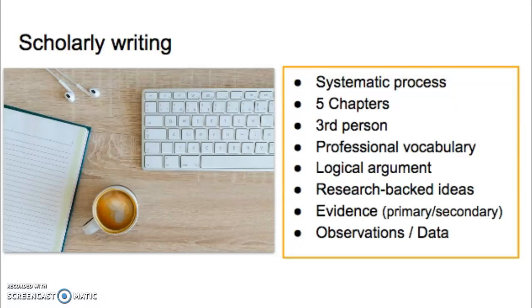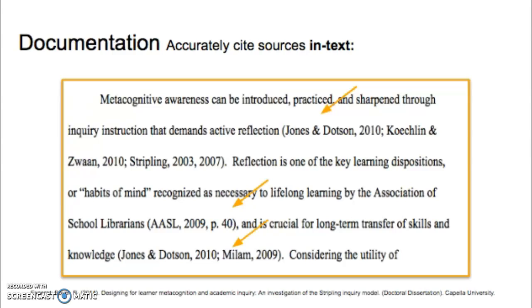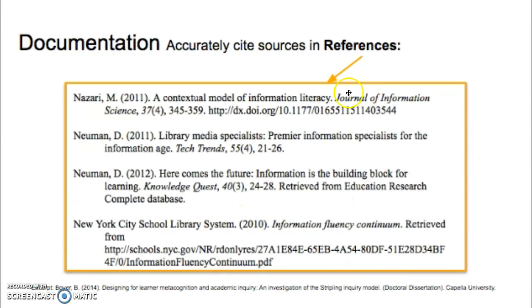The success and legitimacy of scholarly communication through research studies, master's theses, and doctoral dissertations all depends upon accurate documentation. This includes throughout the paper with in-text citations and through well-crafted references at the end of our study.